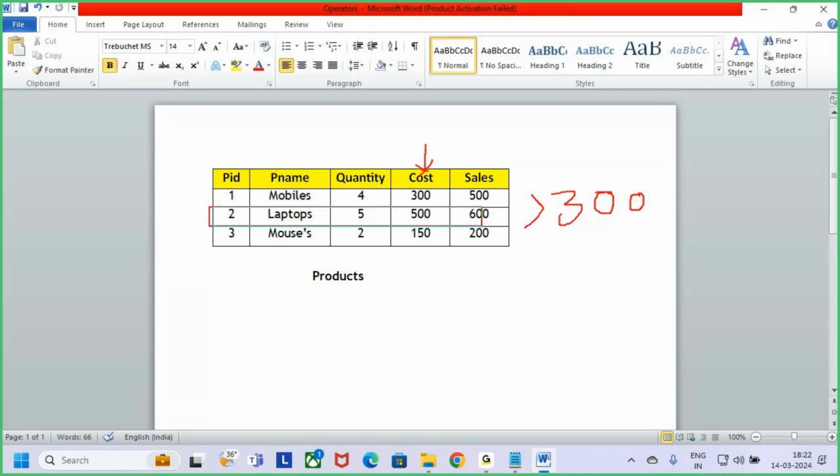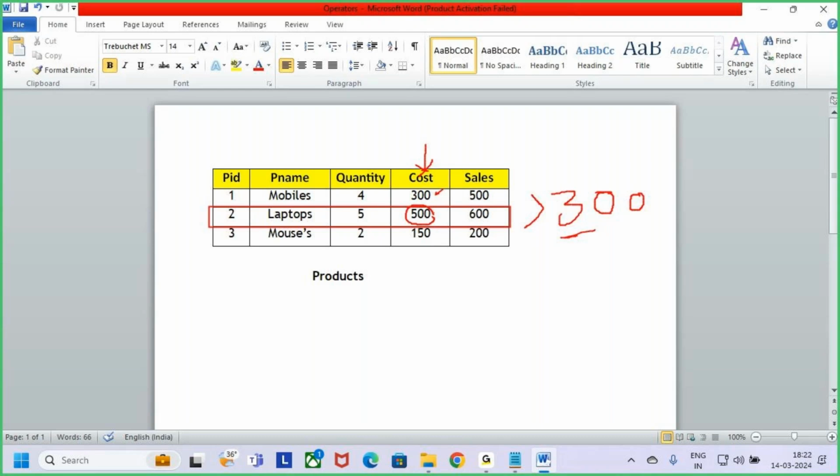Laptops. So laptops is the product where the cost price is greater than 300. The remaining two products, their cost price is not greater than 300. So what I'm doing here, I'm going to compare the values. It will go to the cost column, go to the first row, and compare whether the value is satisfying this condition or not, if it is greater than 300 or not. No, it's not greater than 300.